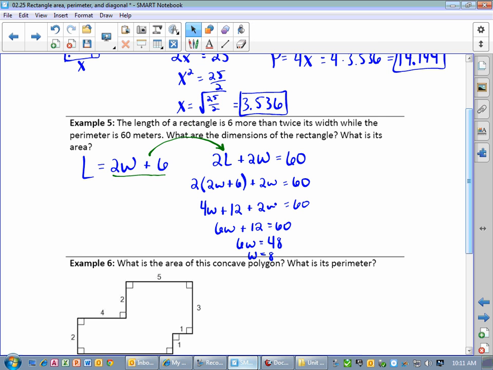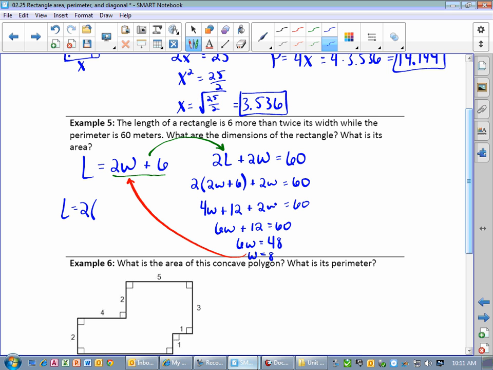And now once we solve for W, we can take that value and plug it in right there. And so we can say that the length is twice the width plus 6, or 6 more than twice the width. So twice the width would be 16. 6 more than that is 22.